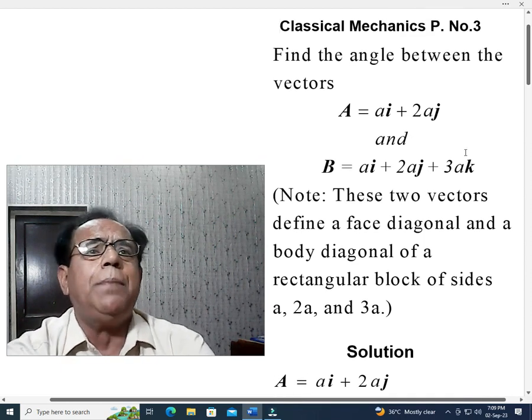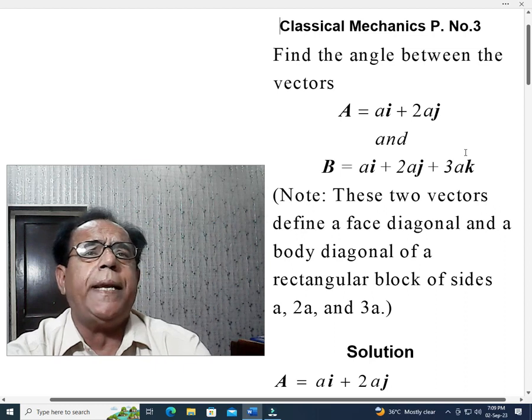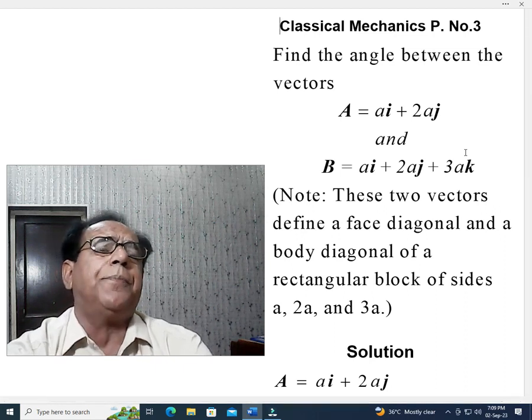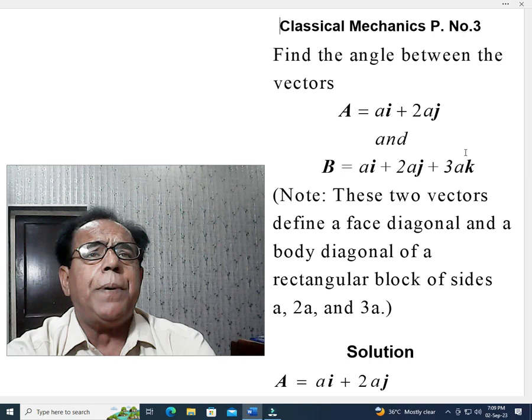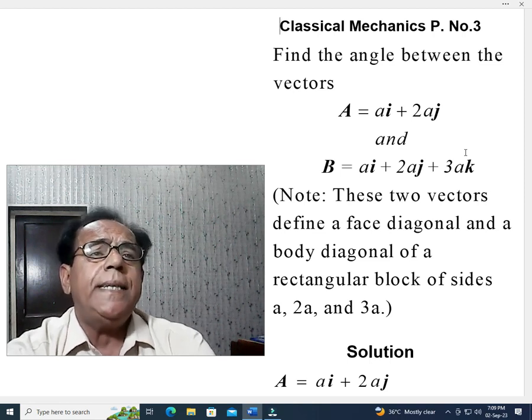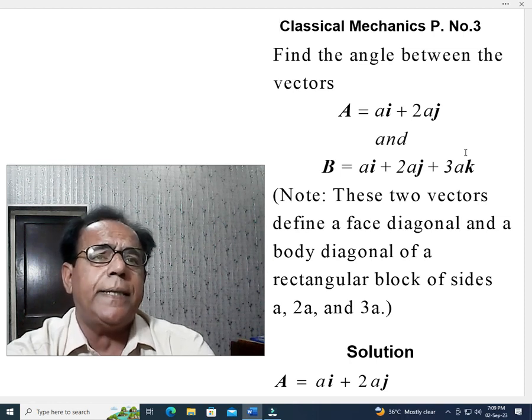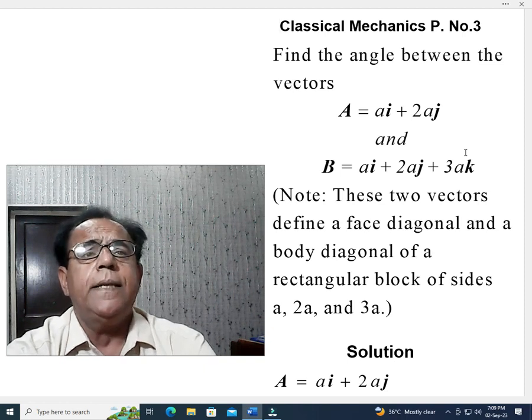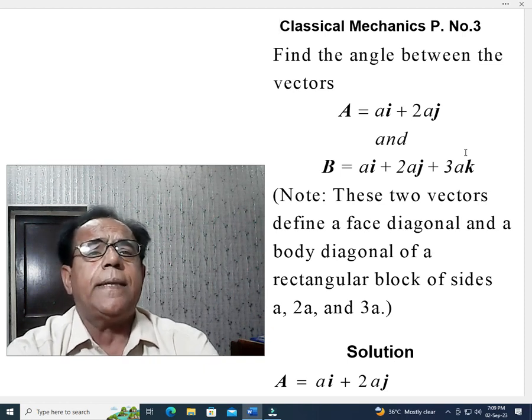Find the angle between the vectors A equal to a i plus 2a j and B equal to a i plus 2a j plus 3a k. Note, these two vectors define a face diagonal and a body diagonal of a rectangular block of sides a, 2a and 3a.